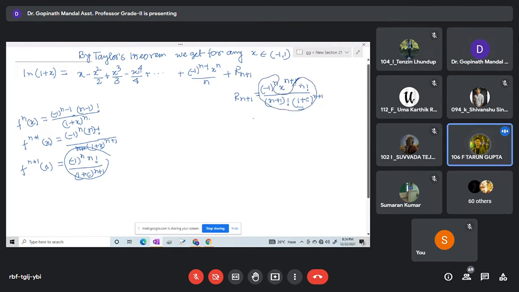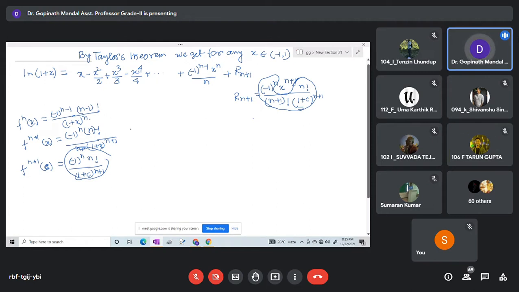So this step I don't get, sir. Which step? So you are saying that f raised to power n plus 1 is equal to minus 1 raised to power n factorial by 1 plus c raised to power n plus 1. So where this c is a constant, right? So where does it come from? That's my question. Oh, okay.